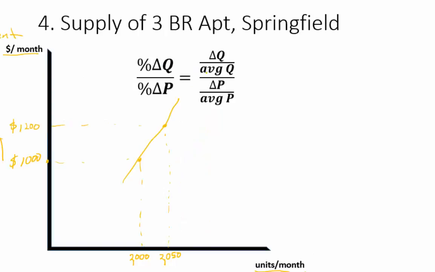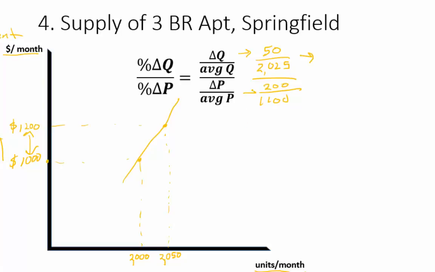Okay, and we're working with our same formula. Hopefully this is getting pretty routine by now. Change in quantity is just 50. The average quantity would be halfway between 2,000 and 2,050. That would be 2,025. Change in price is $200. The average is going to be the midpoint between here, 1,100.